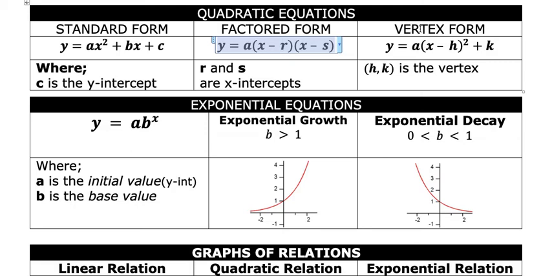Similarly, the vertex form has its advantages. It tells you the vertex (h, k) in this form of the equation, which is either a max or a minimum, the vertex of the parabola.